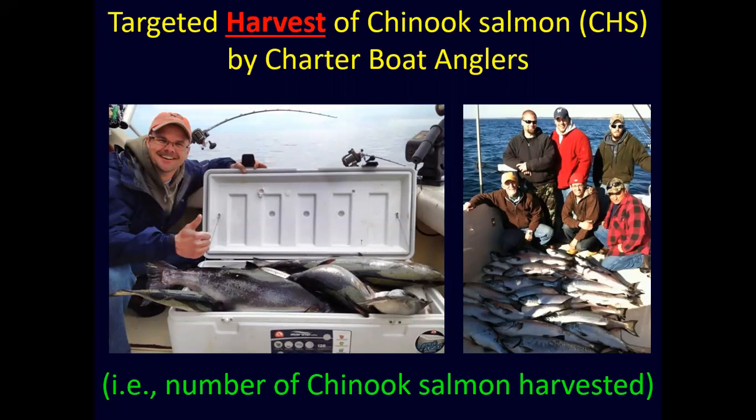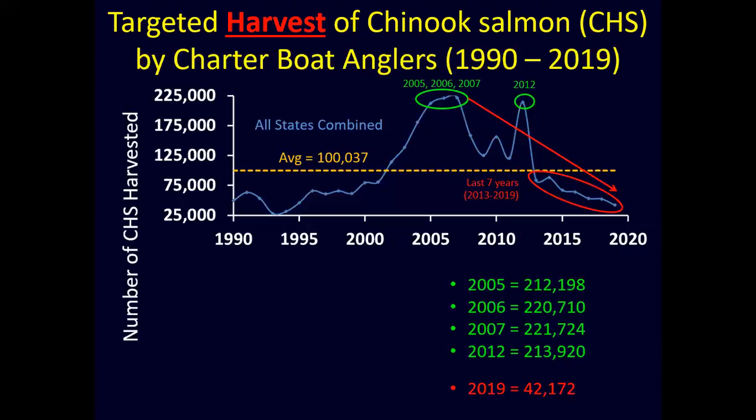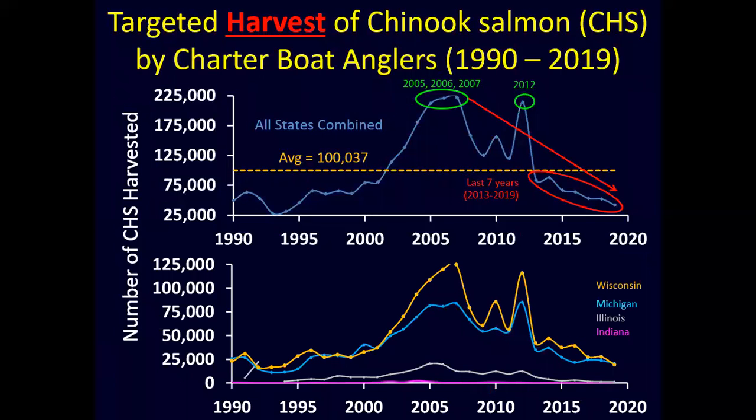So next I'll look at targeted harvest of Chinook salmon by charter boats. Generally, we have seen a decrease in harvest of Chinook salmon by charter boats since the mid-2000s. For the last 7 years, we've been below average. And overall for 2019, this total lake-wide harvest by charter boats was about 42,000 Chinook salmon. And then this bottom figure shows you that same harvest data, but broken out by each of the individual states.